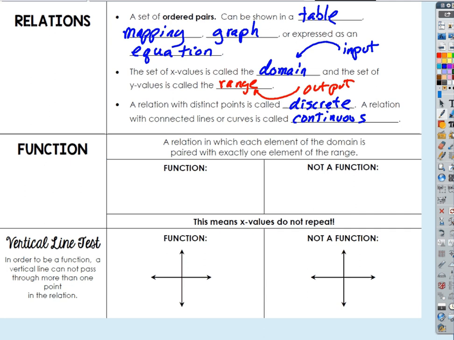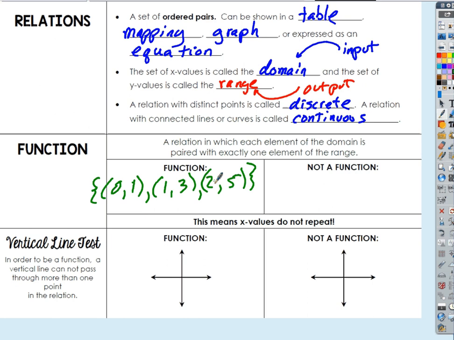So here's an example of a function. I'm going to just write a set of ordered pairs here, okay? So what if we had the ordered pairs (0, 1), (1, 3), and (2, 5). That's a function, right? I had 3 x values, 0, 1, and 2, and for each of those x values, there's only a single output y value, okay?